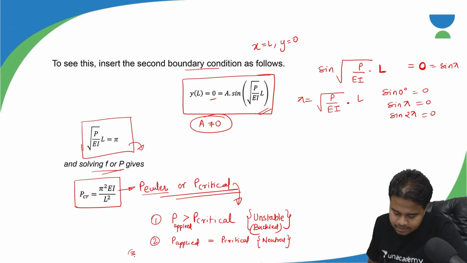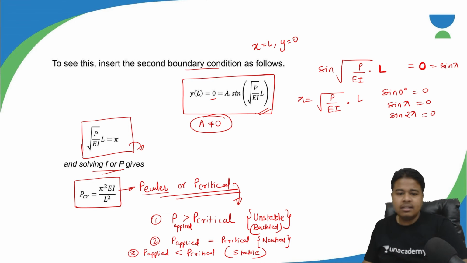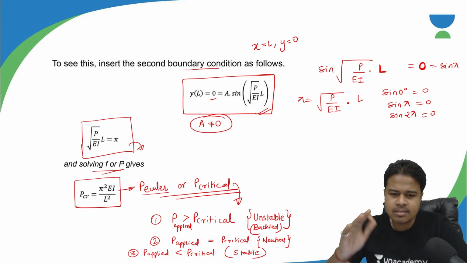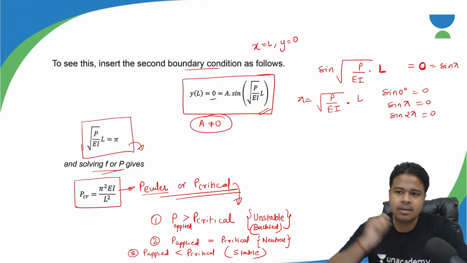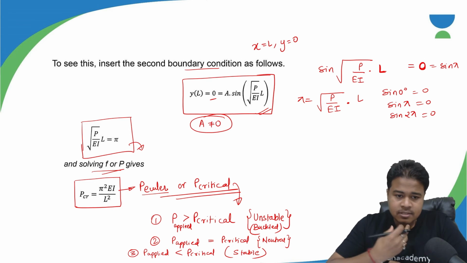And third case, if P applied is less than P critical or P Euler, then it is stable and the column is safe. Okay, it is stable and the column is safe. So these are some of the conditions we must memorize. I hope you got my point. Okay, so this is a very important thing.